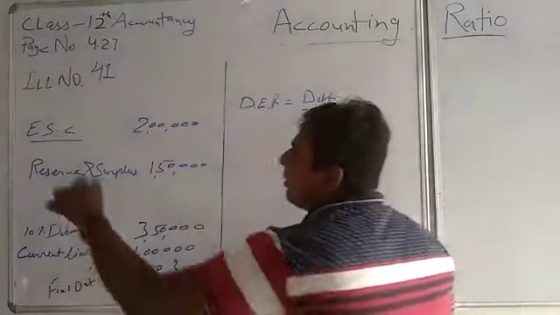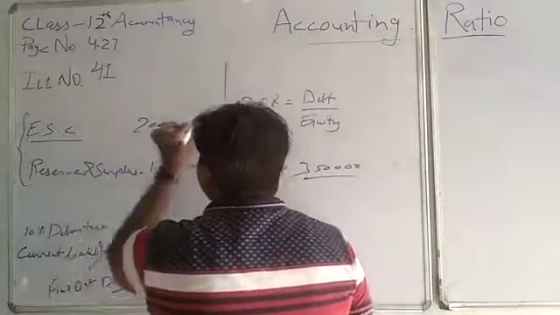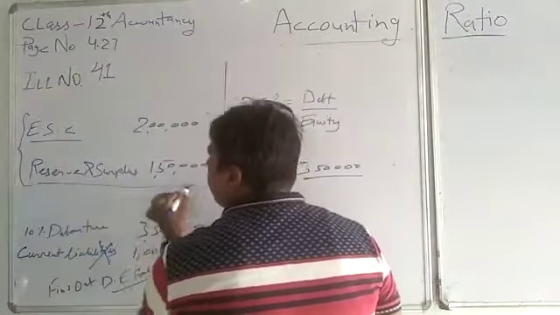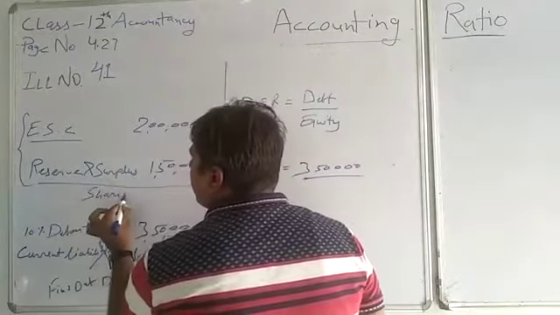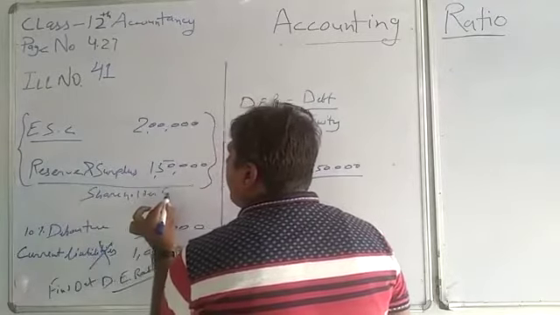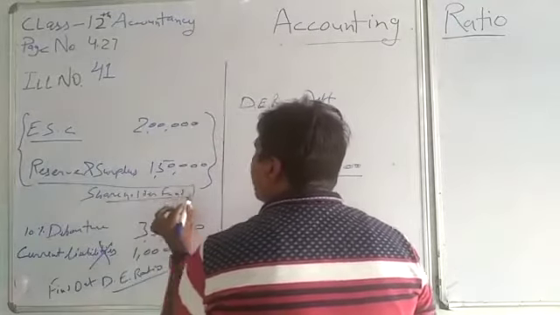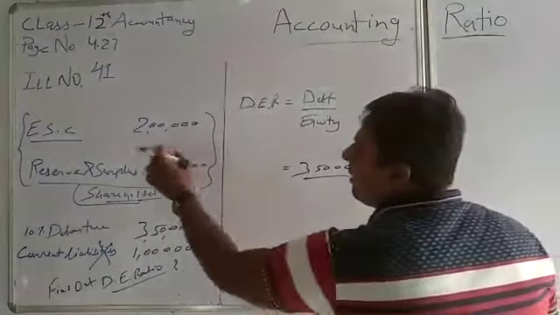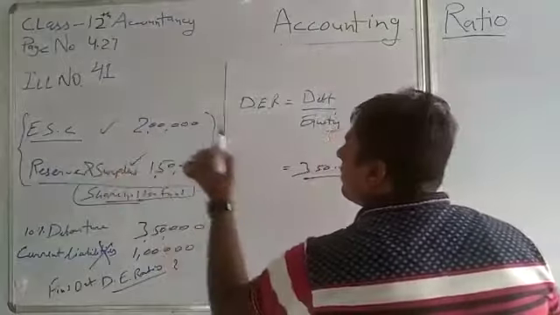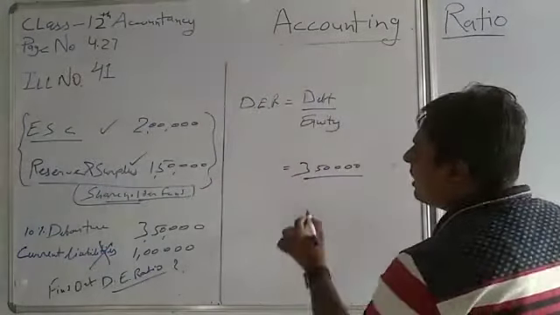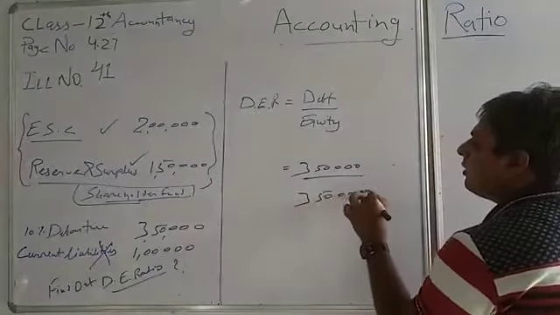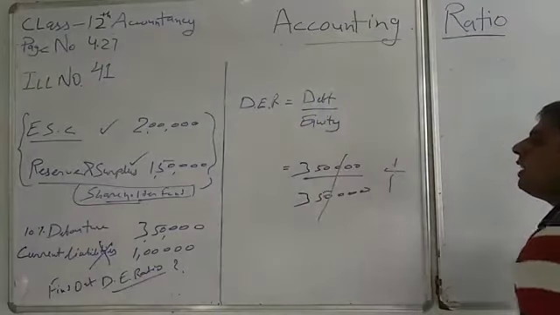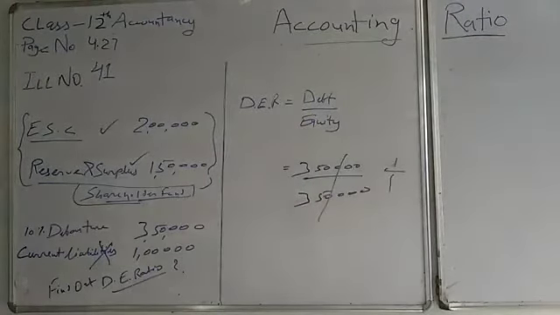Equity. This all can be said shareholder fund. So we have to take all this equity. Equity share capital and reserve surplus, 2 lakh plus 1 lakh 50,000. How much? 3 lakh 50,000. Its debt equity ratio is 1:1. Clear to all? Very simple question, was it? Moving to next question.